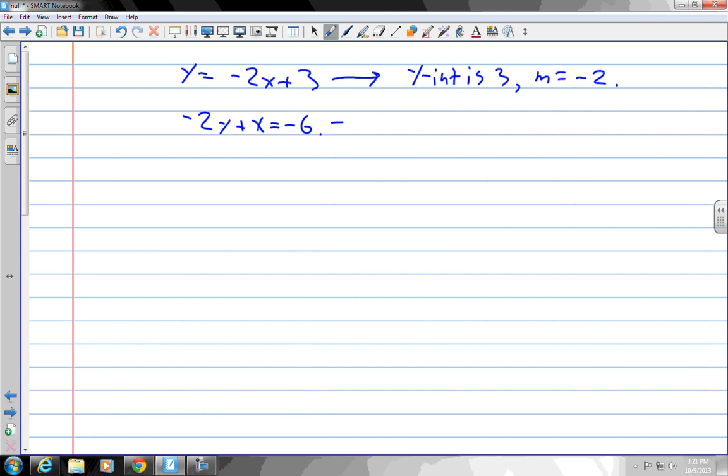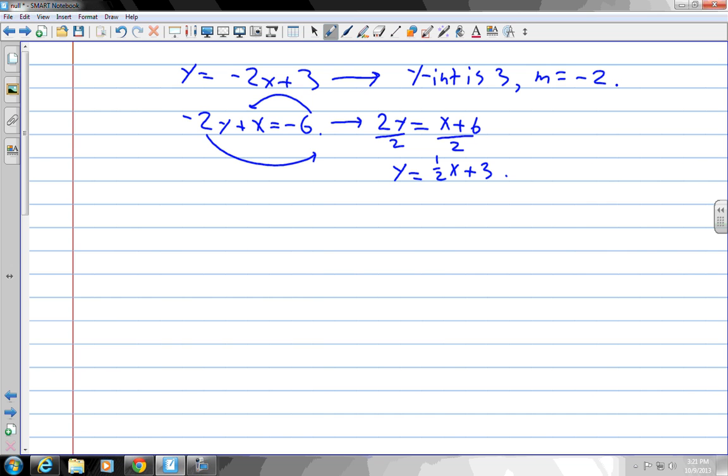Okay. So let me do this. I'm going to add 2y and add 6. I'm going to write it as 2y equals x plus 6. Is that okay? And then divide both sides by 2. Y equals 1/2 x plus 3.